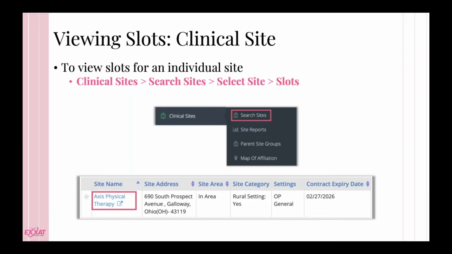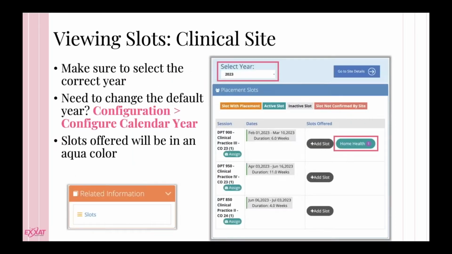So when you're doing this, you're going to go through clinical sites. Maybe you just want to check out what a site gave you, or you know that there's something from them. So you're going to go to clinical sites, search sites, and then select the specific site that you're looking for. And then on the right-hand menu of that particular site, you're going to see something that says slots. And you'll click on that, and it will take you to view the slots.